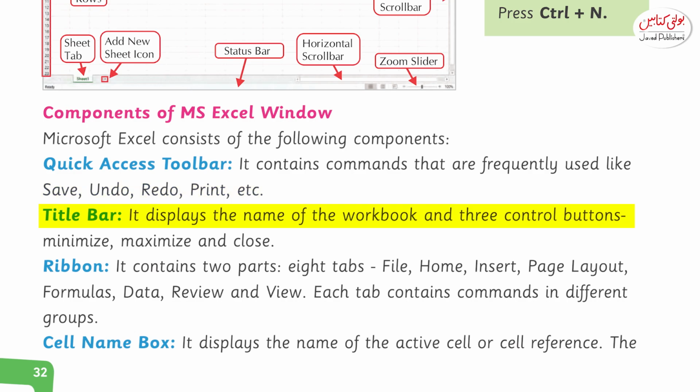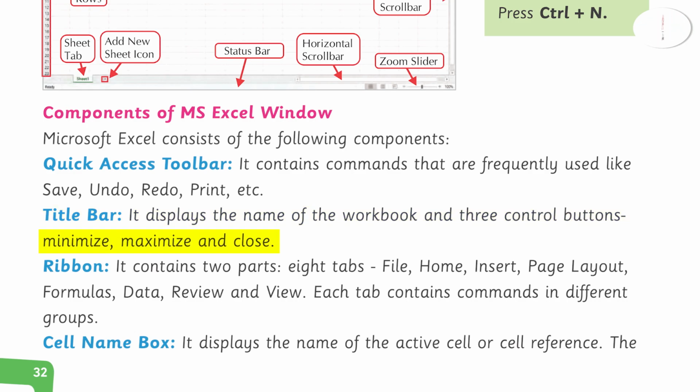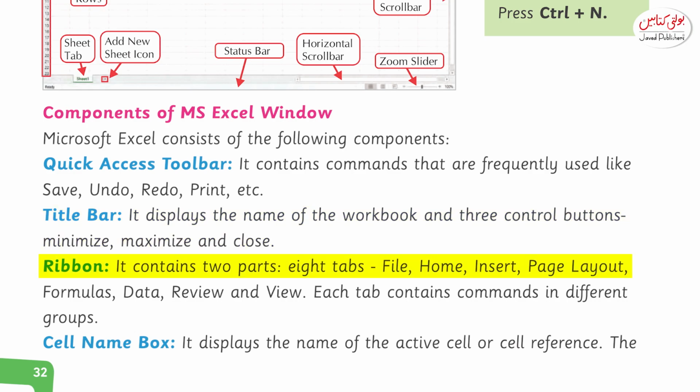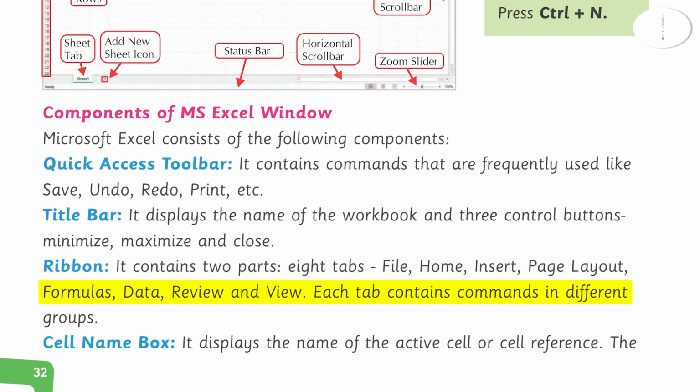Title bar. It displays the name of the workbook and 3 control buttons: minimize, maximize, and close. Ribbon. It contains 8 tabs: file, home, insert, page layout, formulas, data, review, and view. Each tab contains commands in different groups.